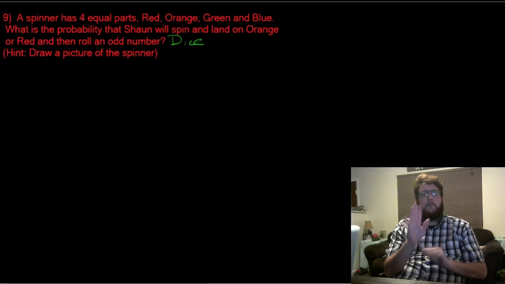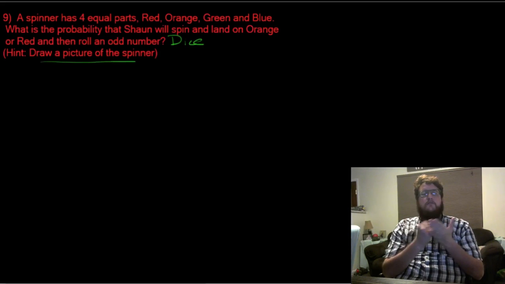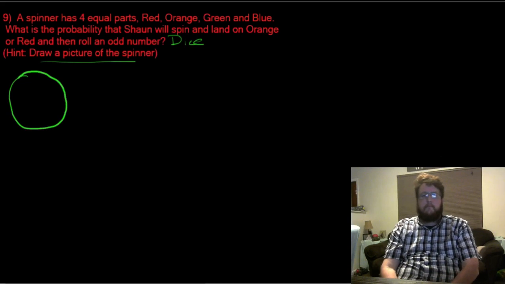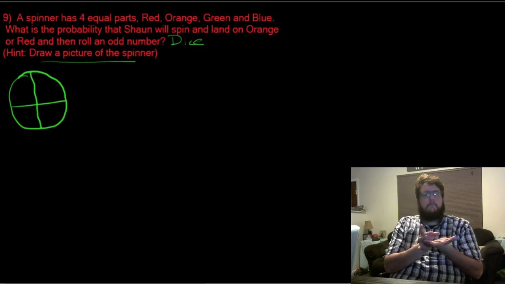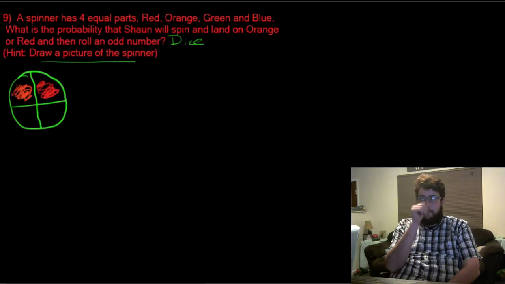But it has a hint here, and it says to draw the picture of the spinner, and I suggest doing that. So we'll go ahead and draw our spinner, and we will split it into 4 relatively equal parts, or they're supposed to be relative. And it says that one of them is red, one of them is orange. Let's see if I can get a darker red than that. And we'll just call the first one orange. Red. The other one is green.